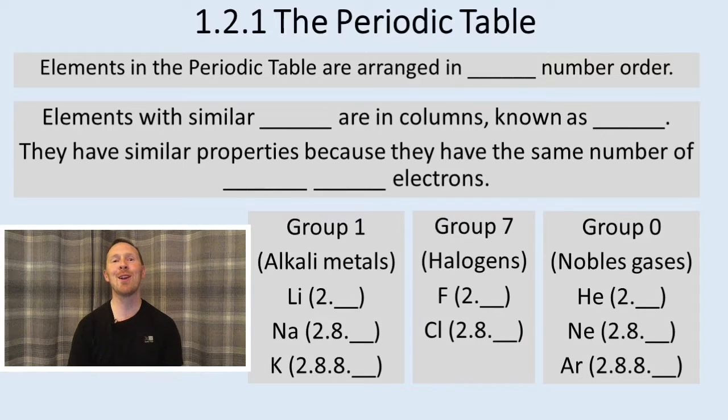We will go on and look at group 1, group 7 and group 0 in more detail. So just for now, make sure you've got the point. The elements with a similar number of outer shell electrons will be in the same group because they have similar chemical properties.